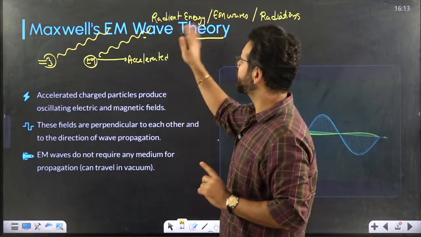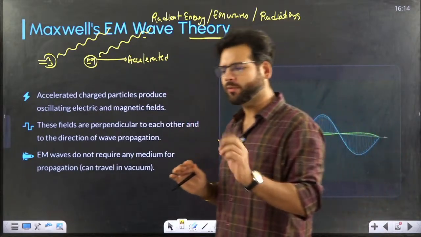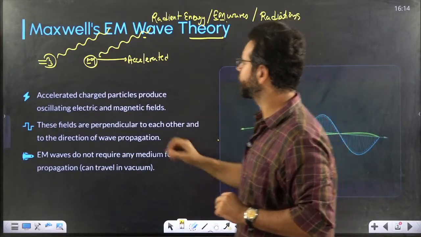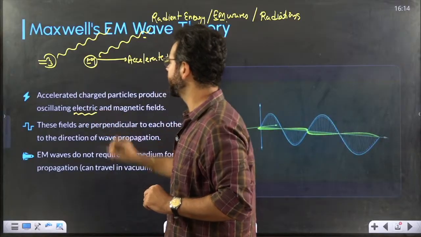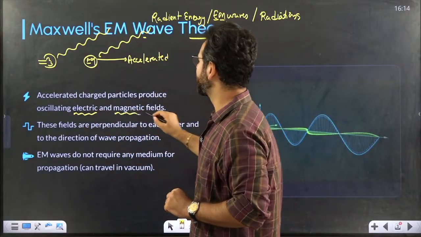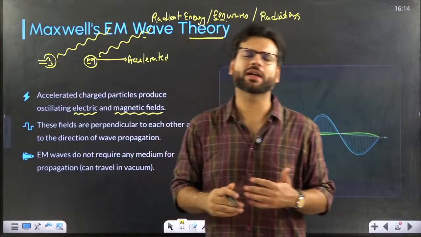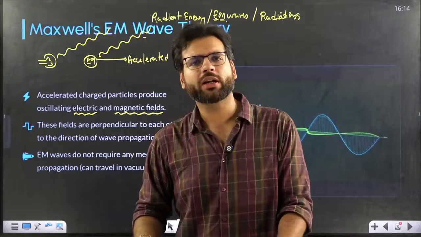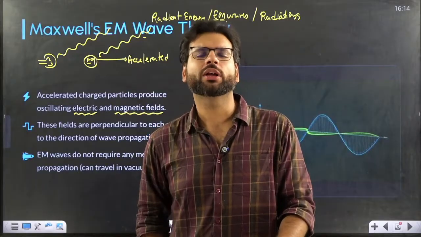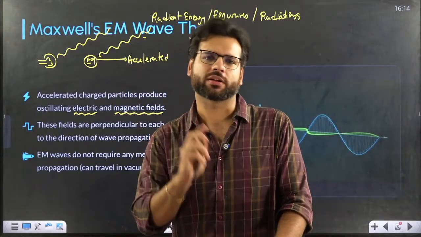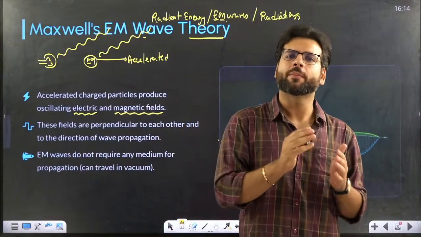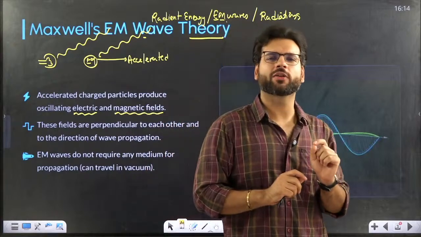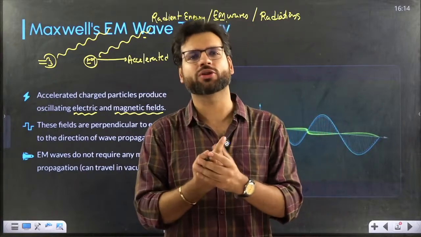Then we ask him, what are they made up of? He says they are made up of two components. That's why the name is electromagnetic waves. They have an oscillating electric component and a magnetic component. So we ask him, how do these components look? He says the electric component and magnetic component both are oscillating perpendicular to each other, and both are mutually perpendicular to the direction of propagation of the wave.